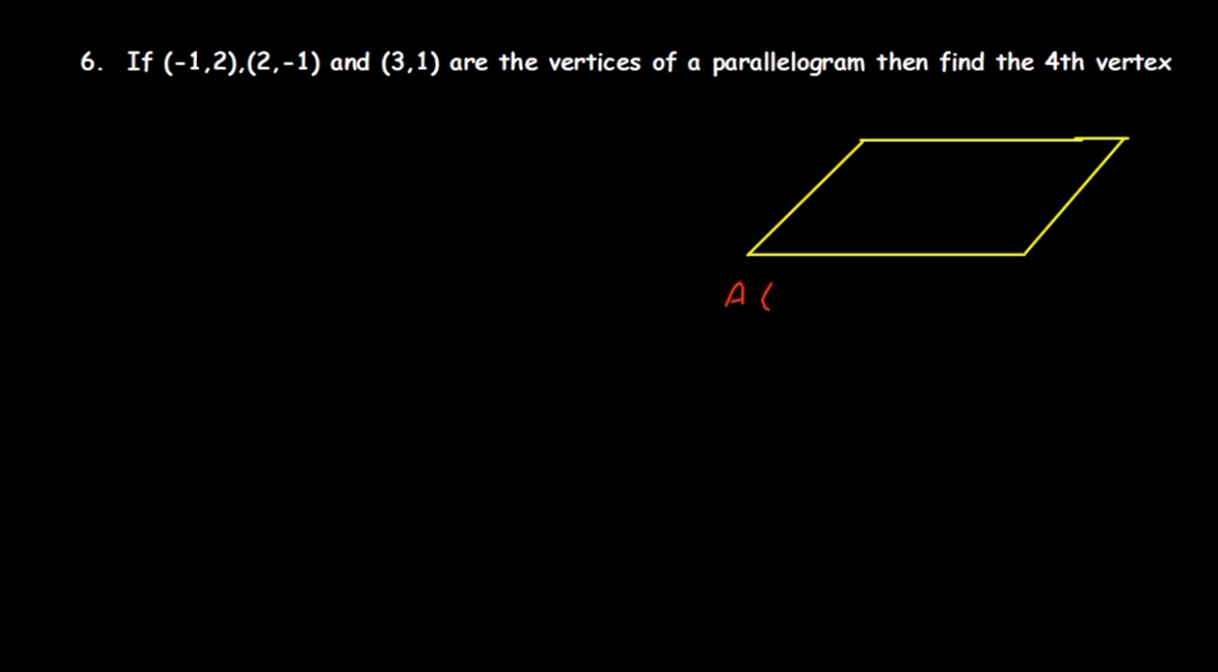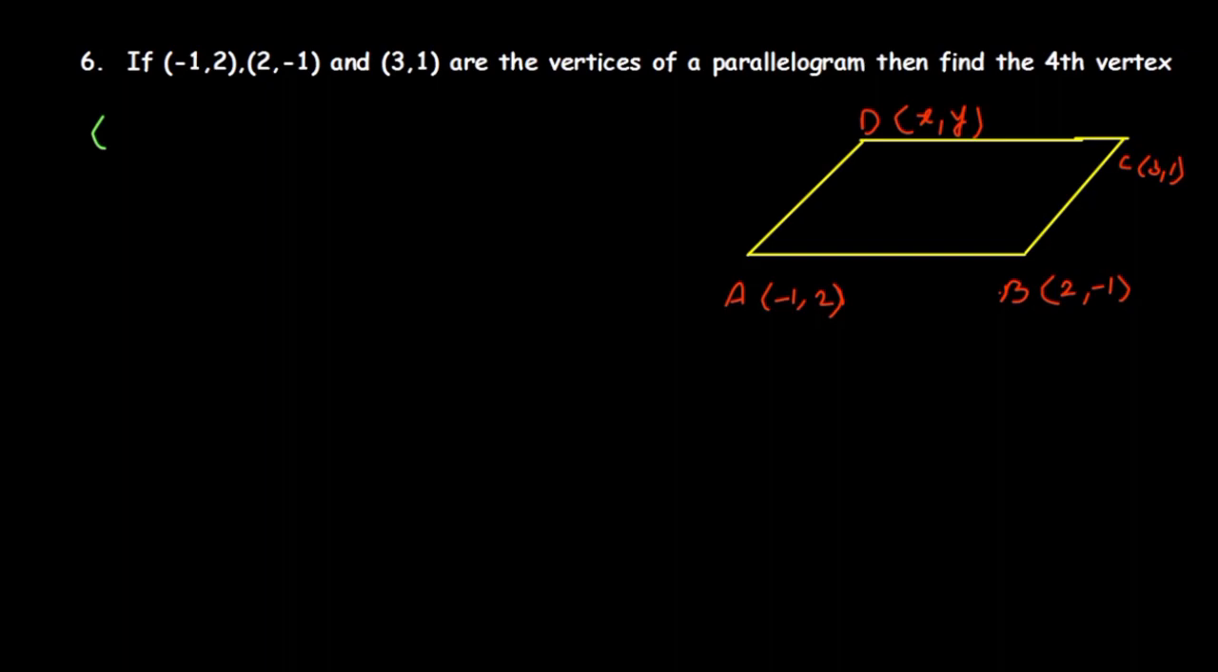Point A (-1, 2), point B (2, -1), C (3, 1), D (x, y). So 3 points are given here, the vertices of a parallelogram, then find the fourth vertex.